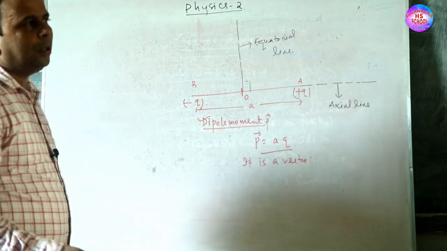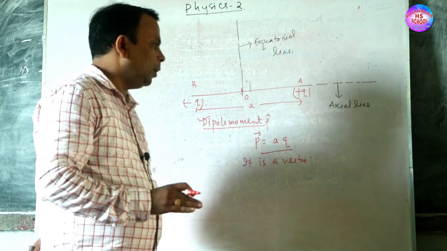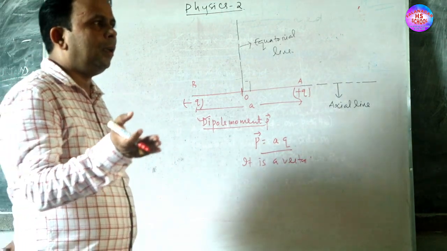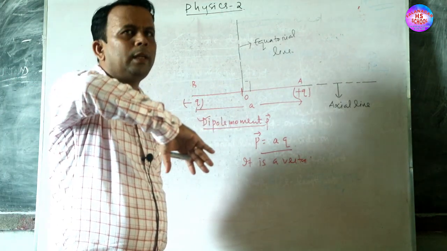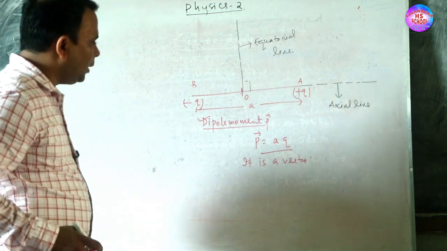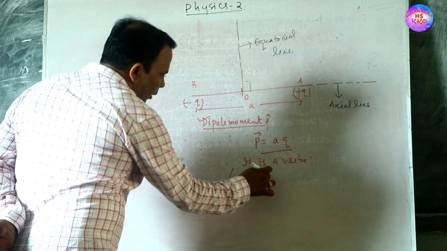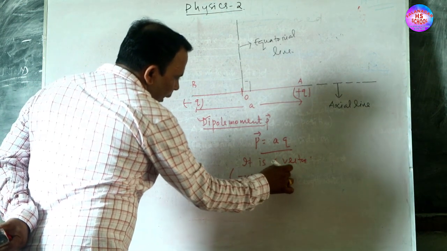Its direction is always from the negative charge towards the positive charge, opposite to the direction of the electric field of the dipole. We usually say positive and negative, but the direction of the dipole moment is from the negative charge towards the positive charge.